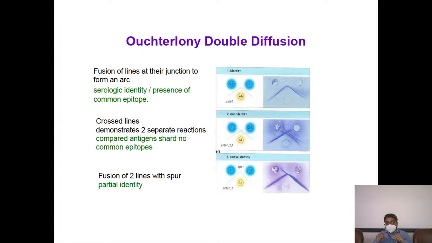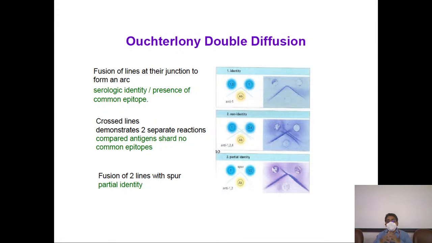See the next picture: in the yellow well the antibody is anti-1, 2 and 4, and one antigen is 1 and another is 2 and 4. That means there is no common sharing among those. In the top picture there was sharing of antigen: one has 1, another has 1 and 3, so there is a fusion of lines. But here the antibody is there against all the epitopes of the antigens, yet both antigens are totally different. There are no common epitopes among them, so the lines will cross. They demonstrate two separate reactions, because antibody is there against 2 and 4, and antibody is there against 1 also.